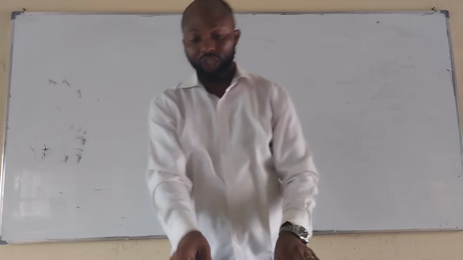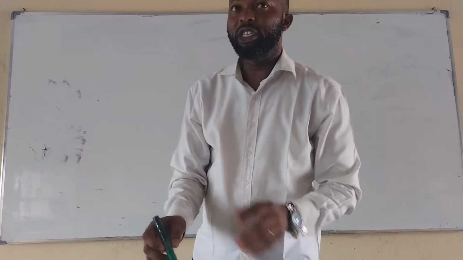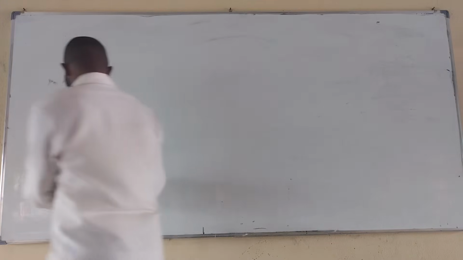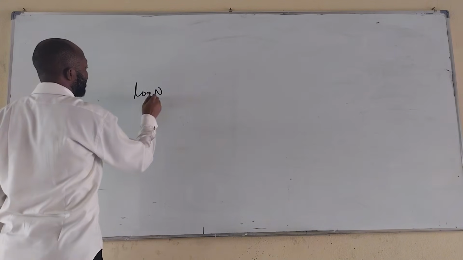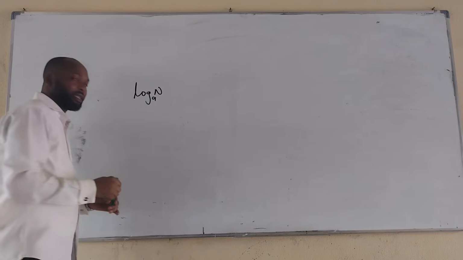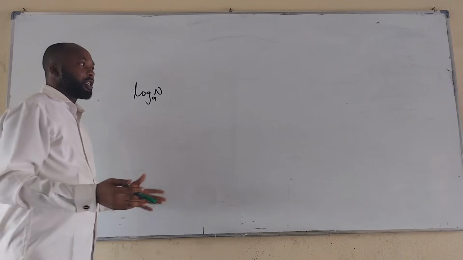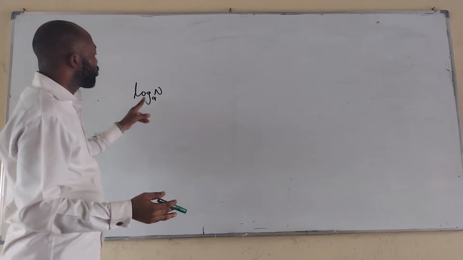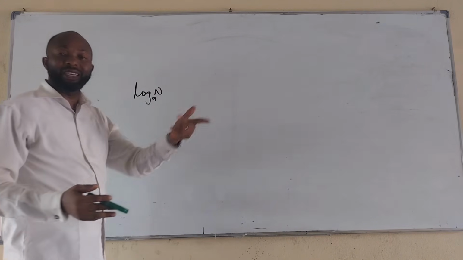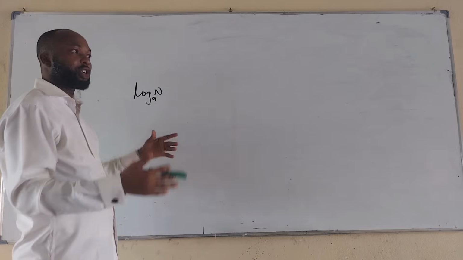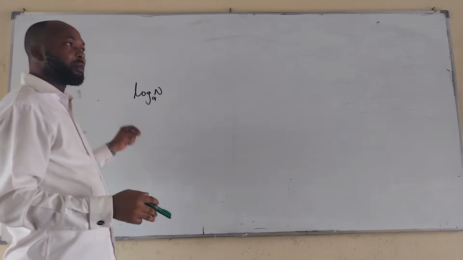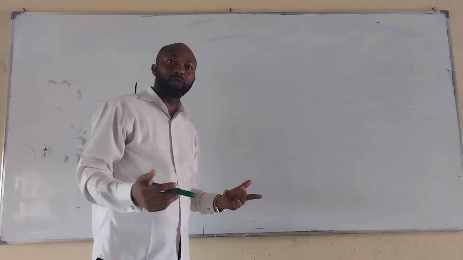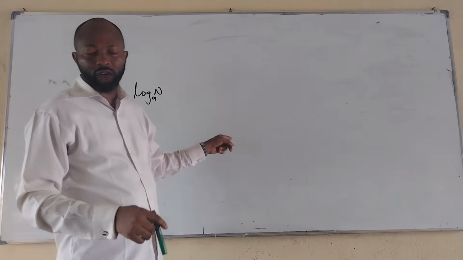So in theory of logarithm, if we define logarithm as the log of n base a, this tells us the power at which a must be raised to give us n. So the theory of logarithm defines that power to which the base of the logarithm will be raised to give us the number of the log.